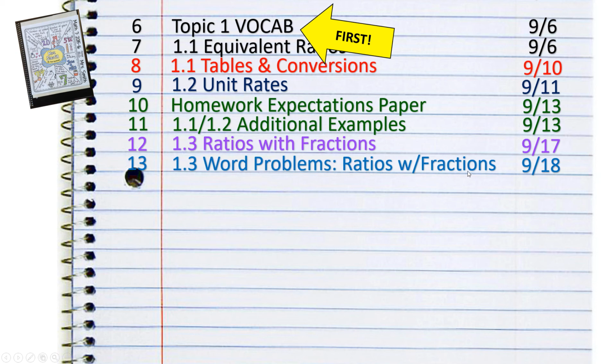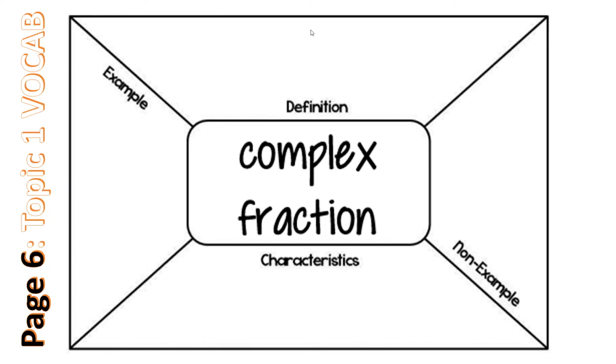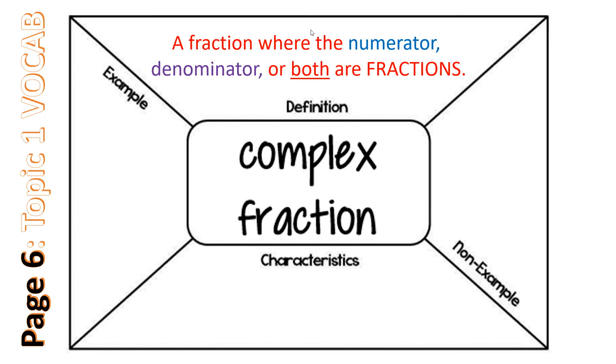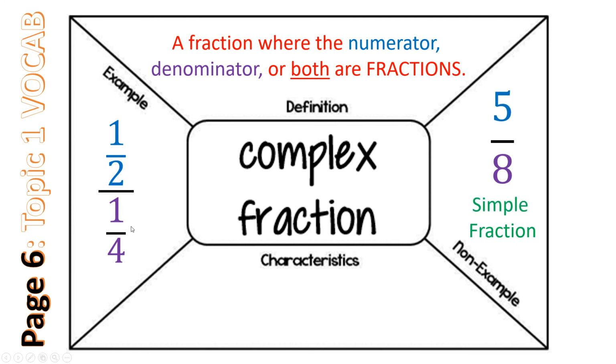But before we get to this sheet, we are going to do some vocab that needs to get added to page 6. So the vocab will need to be folded and added to page 6. A complex fraction is a fraction where the numerator and denominator or both are fractions. So for example, we have one here where both are fractions, 1/2 over 1/4.